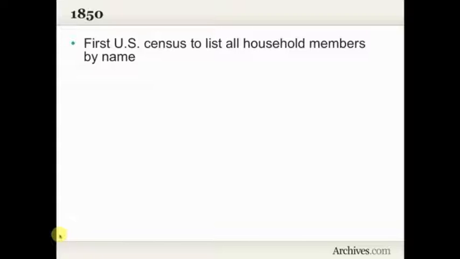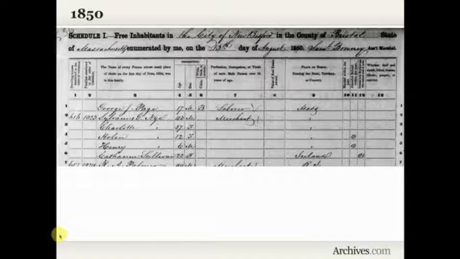Now the 1850 census marks a milestone in census records in the United States because it was the first U.S. census to list all household members by name. The censuses before that, beginning in 1790, listed only the head of household, and everyone else in the household was just shown by a tick mark, by age, and by gender. So the 1850 census is a huge improvement for our family history research because now we're going to have everyone listed by name. So let's take a look at that 1850 census schedule.